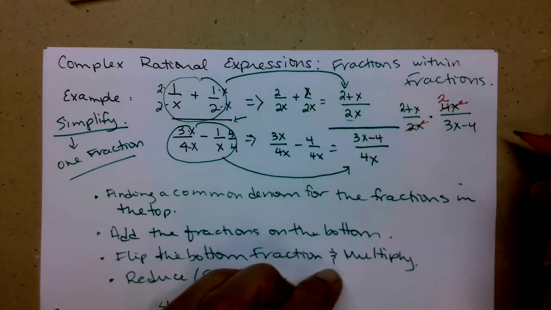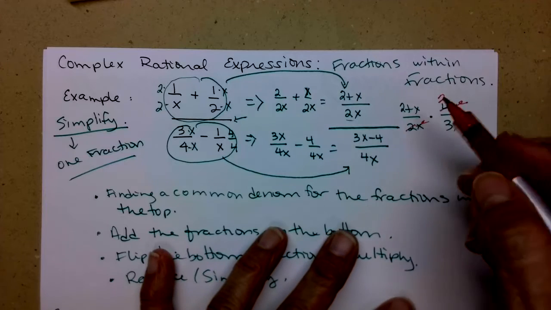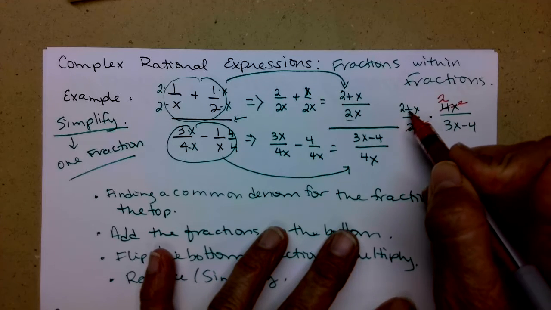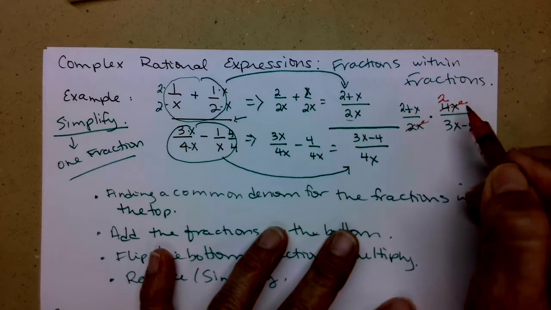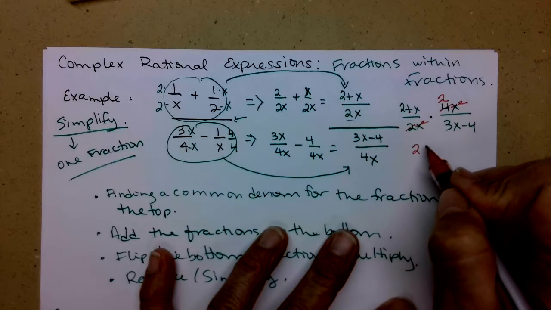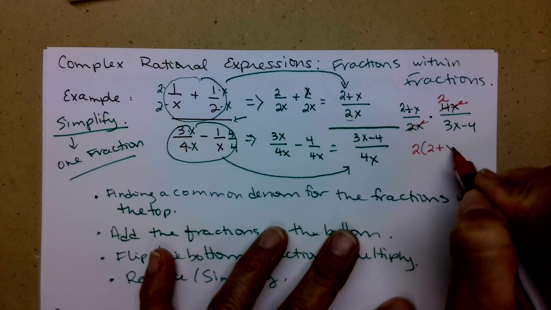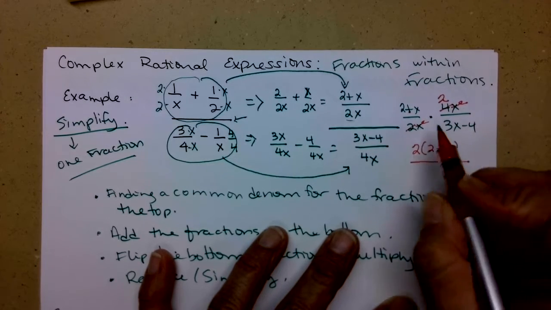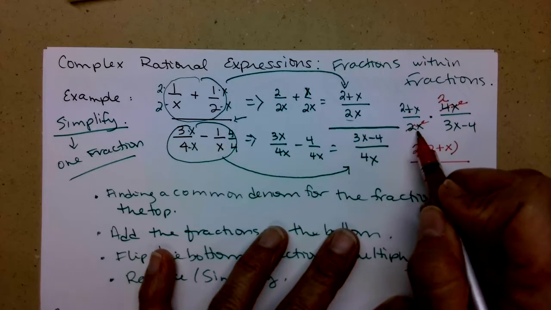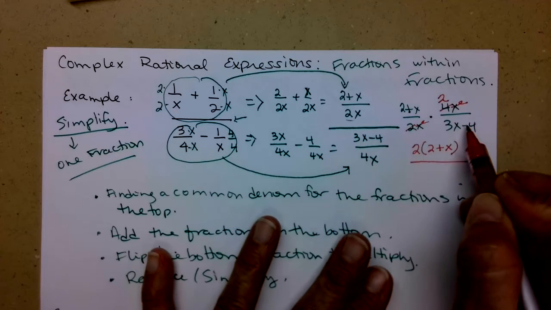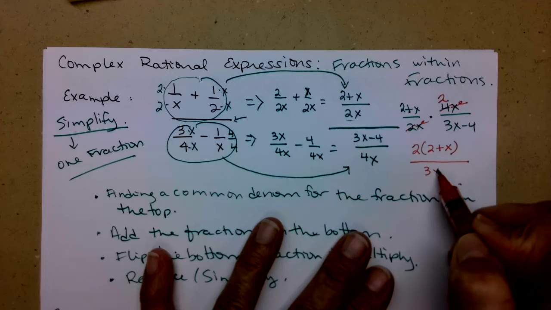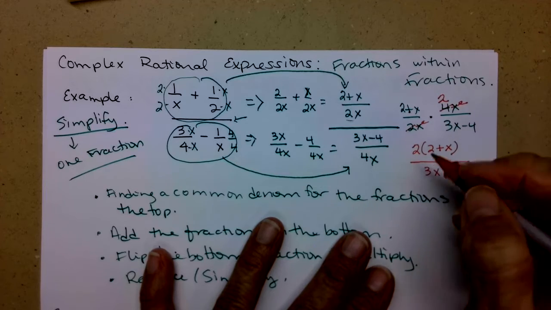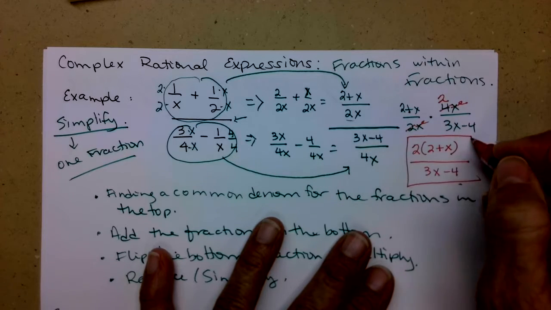I'm going to go ahead and use my red pen here just because I got a lot of green going on. So final answer, we're just going to multiply across. So 2 times the 2 plus x. Since the 2 plus x has more than one term, I'm going to wrap it in parentheses. On the bottom, I canceled all of that 2x, so that's just a 1, which I won't write, and then I have the 3x minus 4. You can put parentheses around the 3x minus 4 if you would like, but you don't have to since it's all by itself.